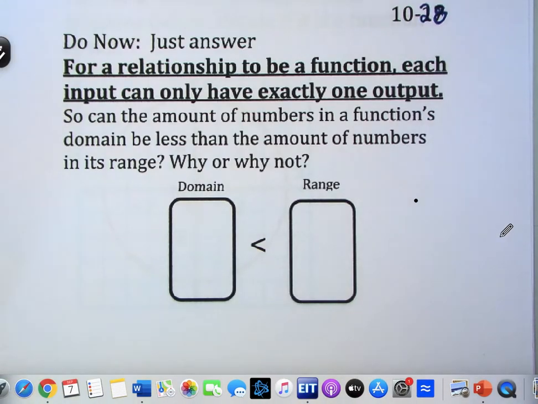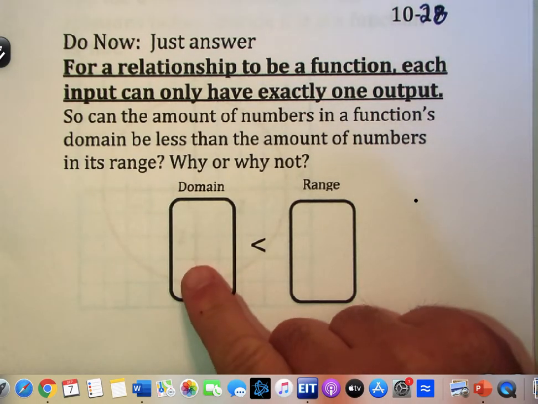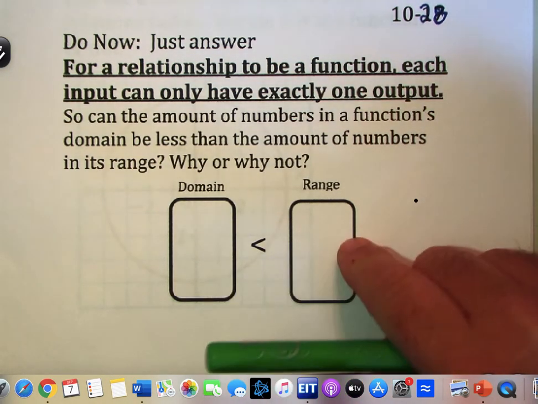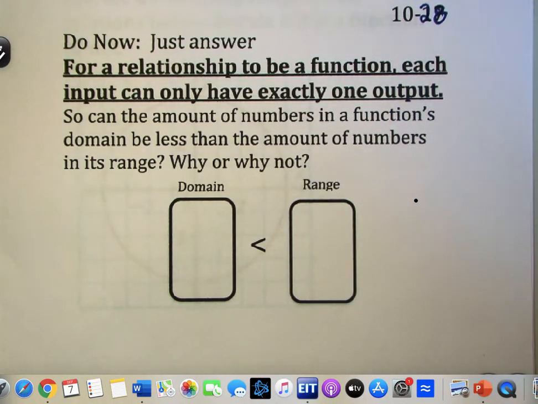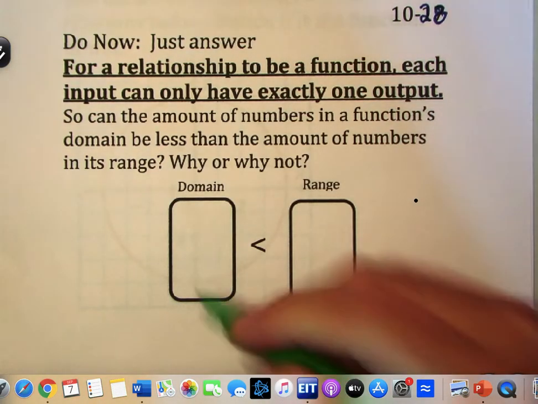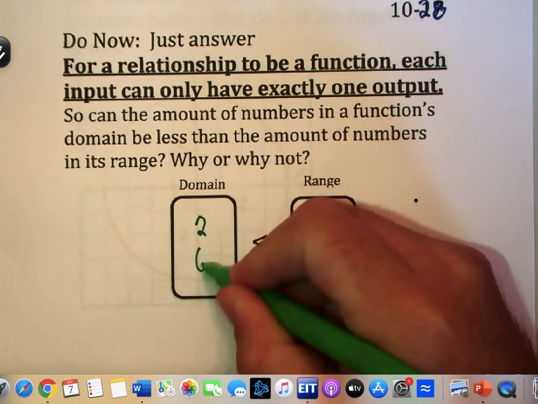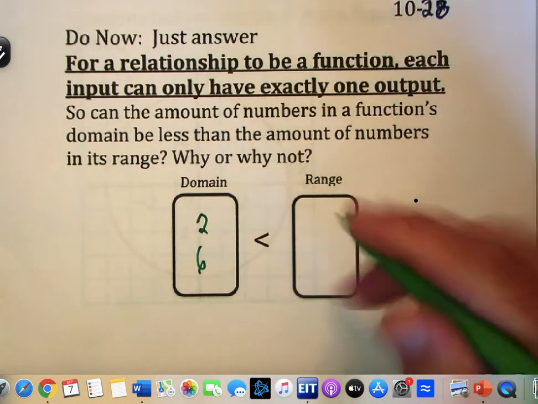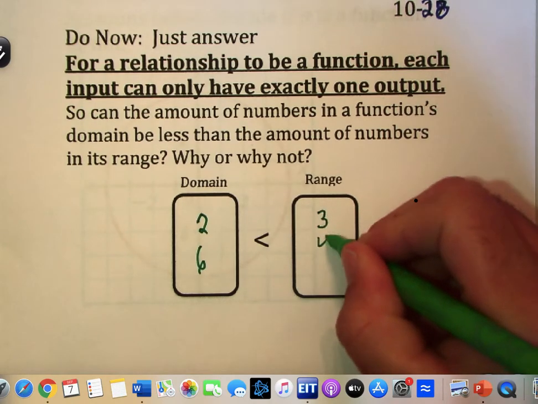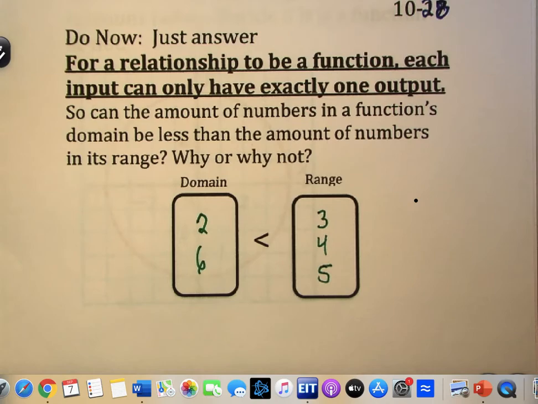There we go. Okay, so can you have less amount of numbers in here than in here? Why or why not? Can you have two numbers here, like 2 and 6? And if we're going to say it's less, then we would have to have 3, 4, and 5. So can the amount of numbers in a function's domain, in this case, be less than the amount in this range? We're thinking why or why not?